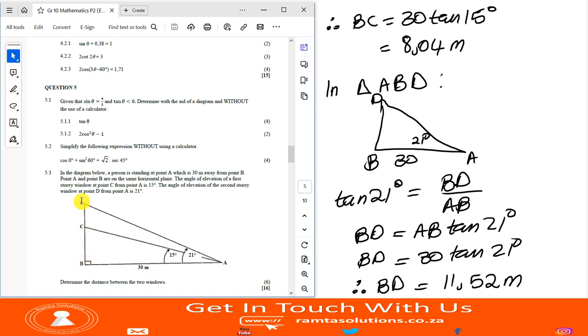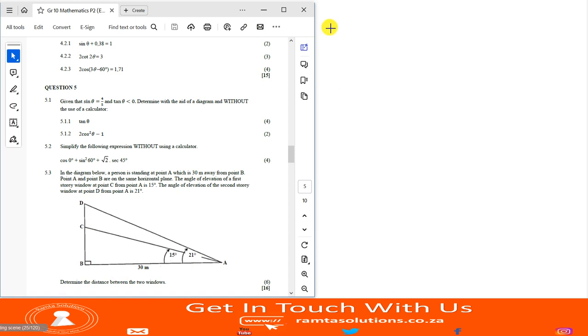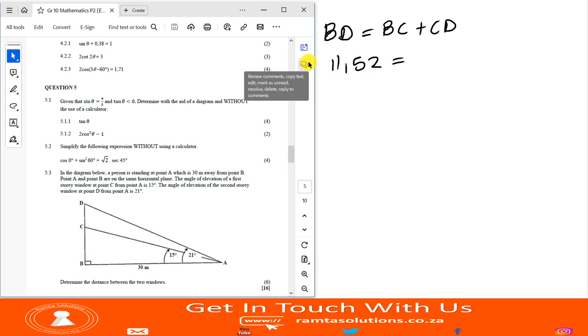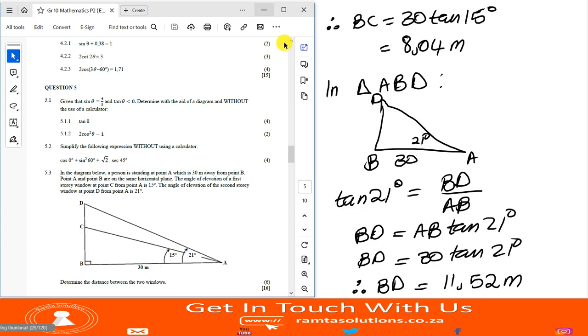Now, guys, note, we have BD, we have BC, but we don't have CD. Remember, they said we must determine the distance between the two windows. The distance between the two windows is CD. So, let me show you. When you look at it, BD must be equal to BC plus CD, isn't it? BD was 11.52, and BC was 8.04.